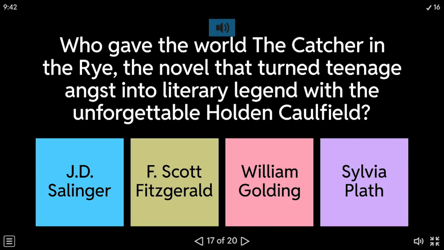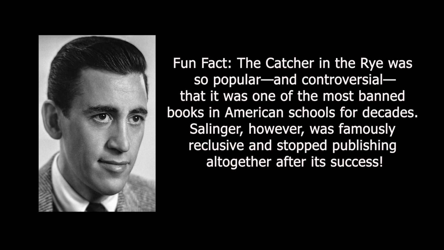Who gave the world The Catcher in the Rye, the novel that turned teenage angst into literary legend with the unforgettable Holden Caulfield? J.D. Salinger, F. Scott Fitzgerald, William Golding, Sylvia Plath. The correct answer is J.D. Salinger. Fun fact, The Catcher in the Rye was so popular and controversial that it was one of the most banned books in American schools for decades. Salinger, however, was famously reclusive and stopped publishing altogether after its success.